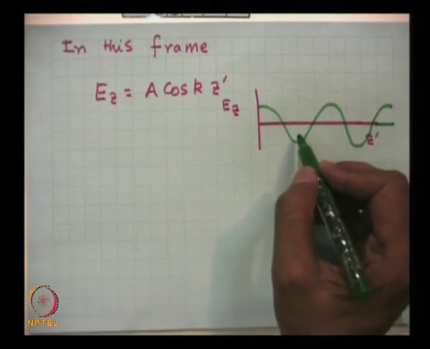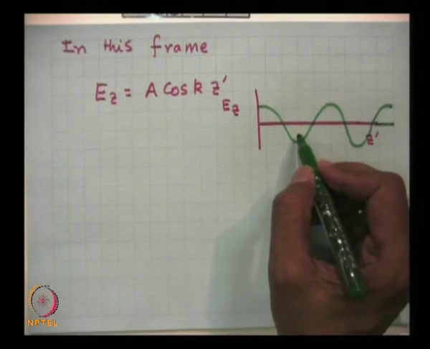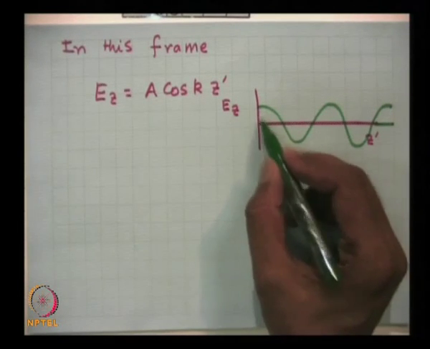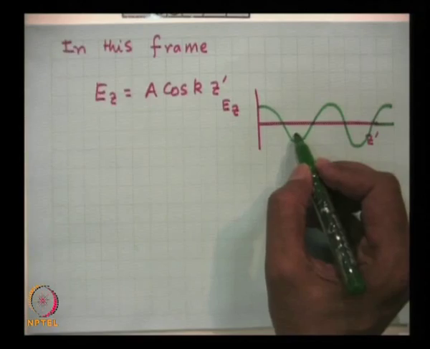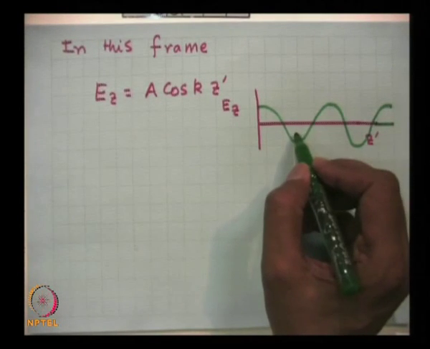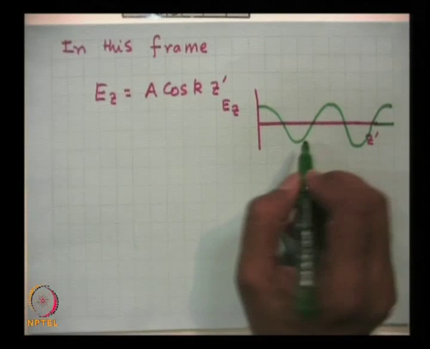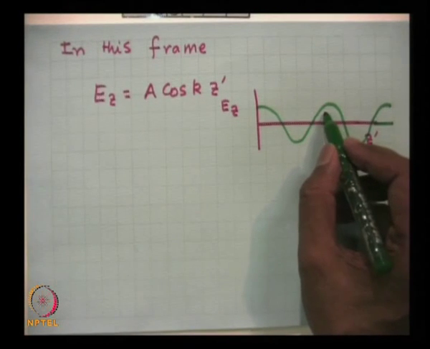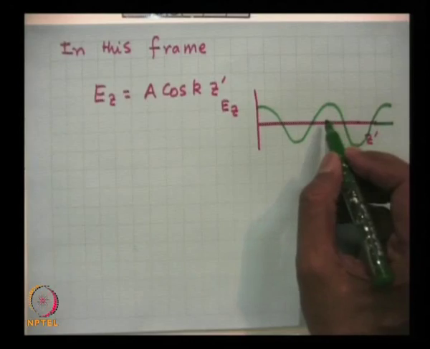Please remember, this is the region where Ez is negative. So, this is the electric field in the backward direction, and because the electron has a negative charge, this is called the accelerating zone. This is called the retarding zone because the electric field is positive in the forward direction.